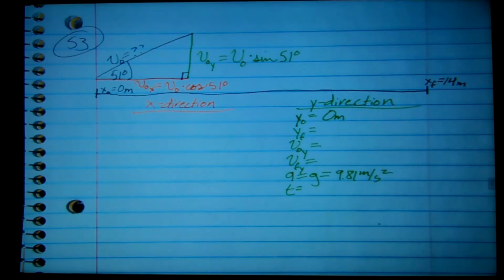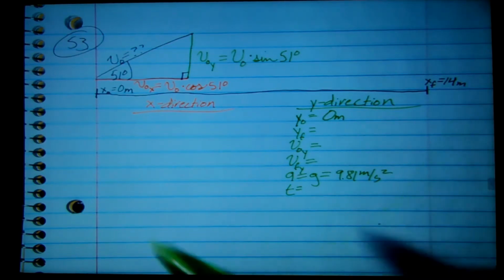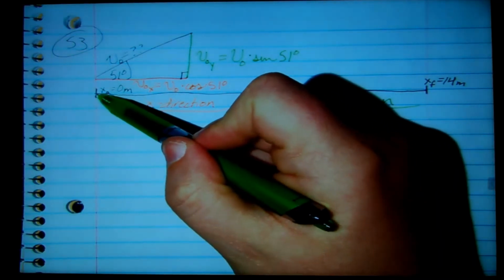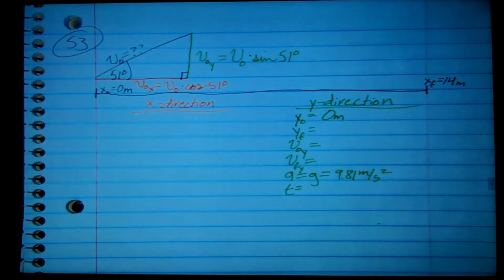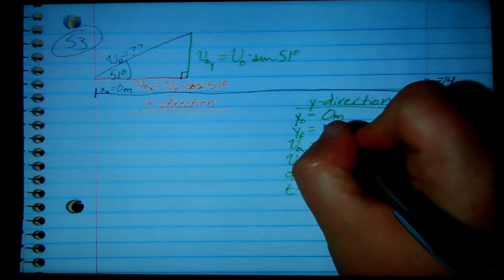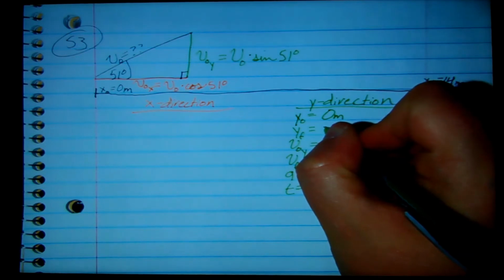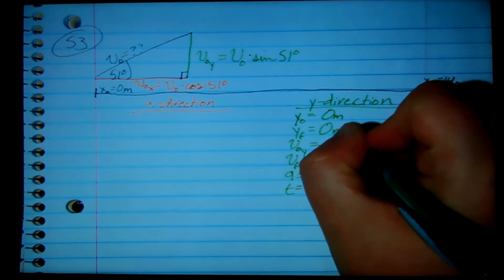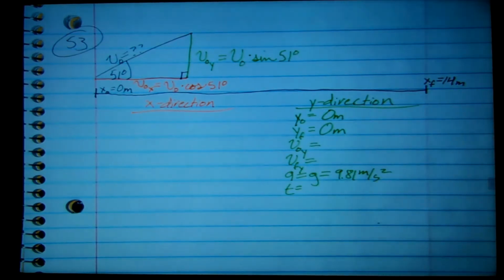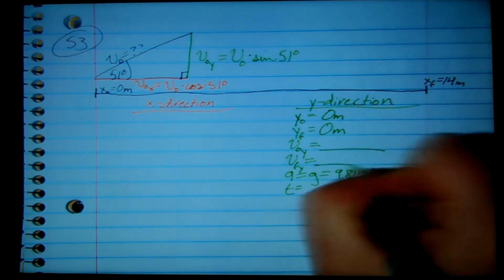Final position, if we look at this as a whole, we're looking here to here, the position's the same, so we could say that is 0 meters. Initial velocity we do not know, and final velocity we do not know.